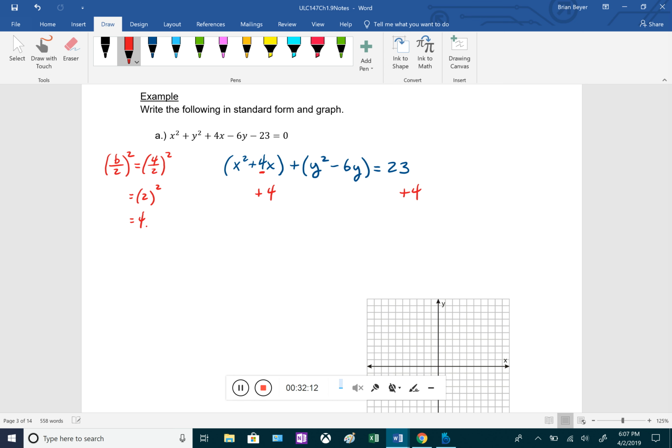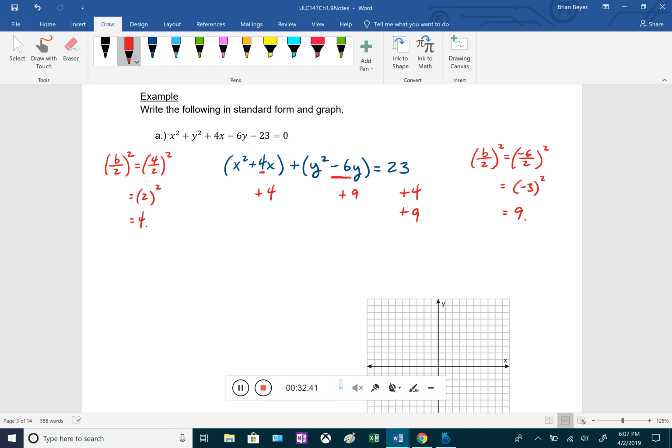We're going to do the same thing for the y's, over here on this side. We're going to add b over 2 squared to both sides. The b here is negative 6. So it's negative 6 divided by 2 squared, which is negative 3 squared, which is positive 9. So now we're going to add 9 to both sides for the y.